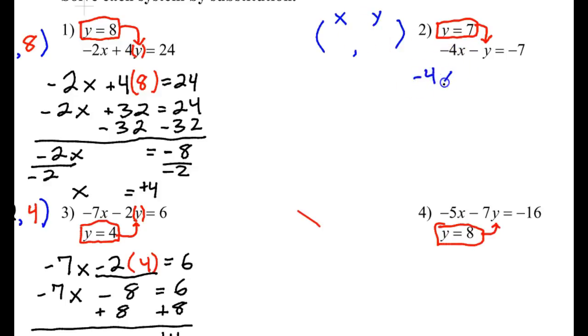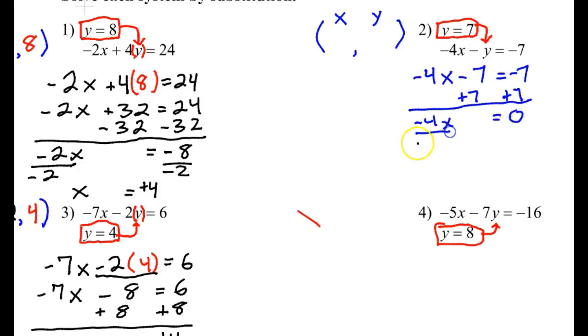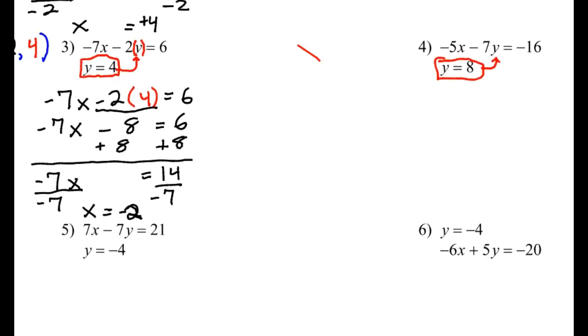We got negative 4x minus 7 equals -7. Add 7 to both sides. Got negative 4x equals 0, since -7 plus 7 is 0. So we get x equals 0. So we got 0 for x. Remember, y is equal to 7. So we got 0, 7.